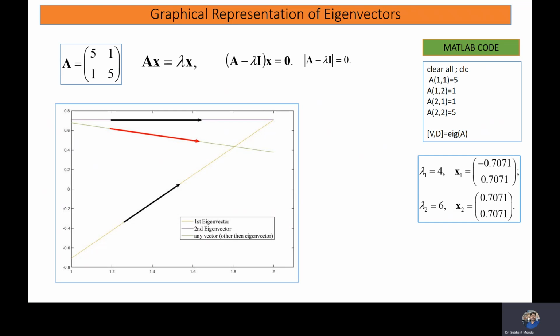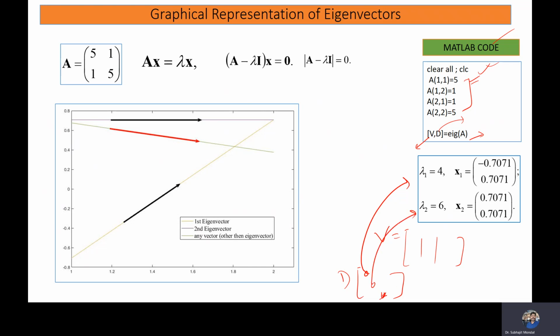Now what happens if you plot it? I took Matlab and tried to get the eigenvector and eigenvalue and plot it. If you type this command in Matlab, you will get the eigenvalues and eigenvectors of the matrix A. Here V is the eigenvector matrix and D is a diagonal matrix. V will consist of the eigenvectors and D will consist of the eigenvalues on its diagonal. The first diagonal term corresponds to the first eigenvalue, and the second diagonal term to the second eigenvalue.